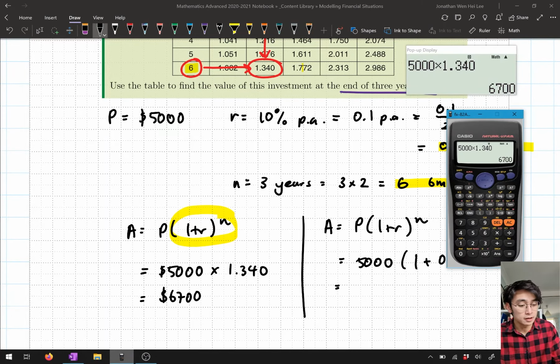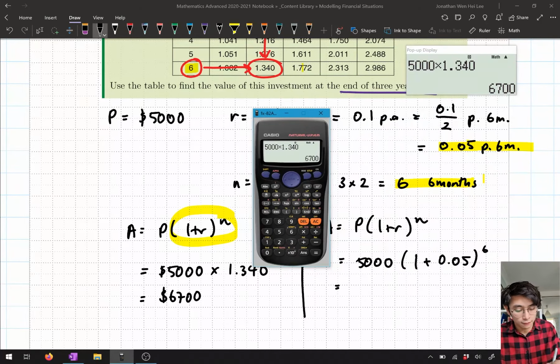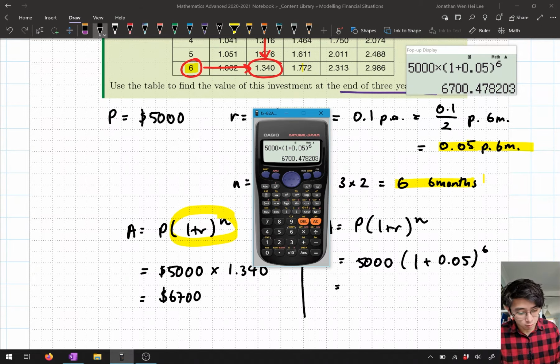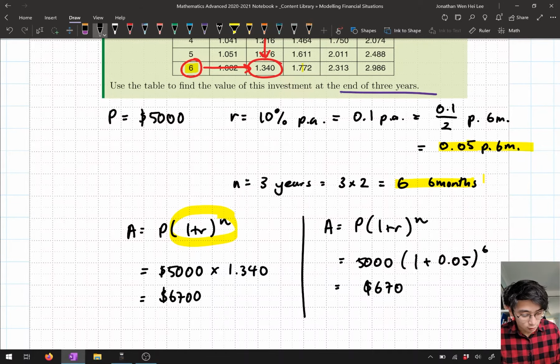And hopefully, we should get the same amount. So if I go 5,000 times 1 plus 0.05 to the power of 6, we get roughly the same amount. So this table is actually just like a rough estimate. So this will actually tell me I've got $6,700 and 0.48 cents.